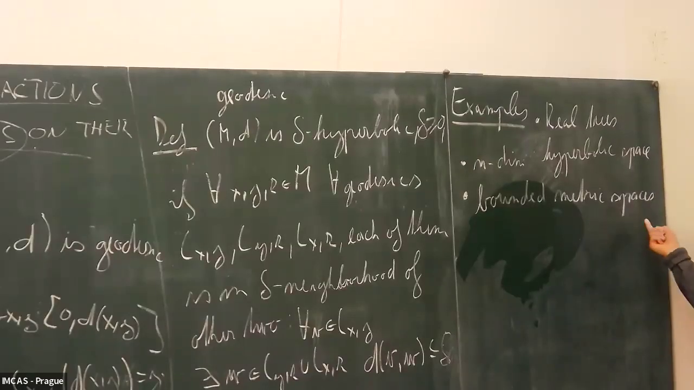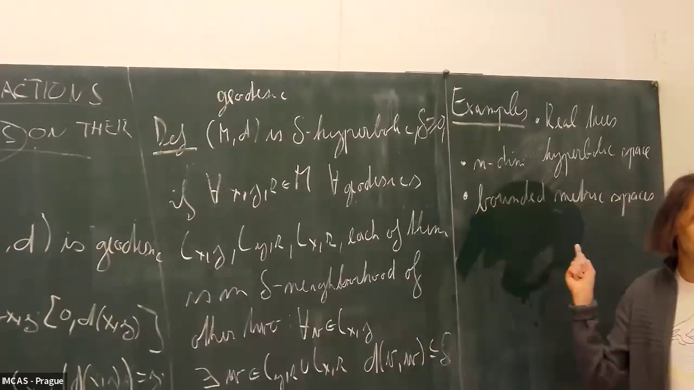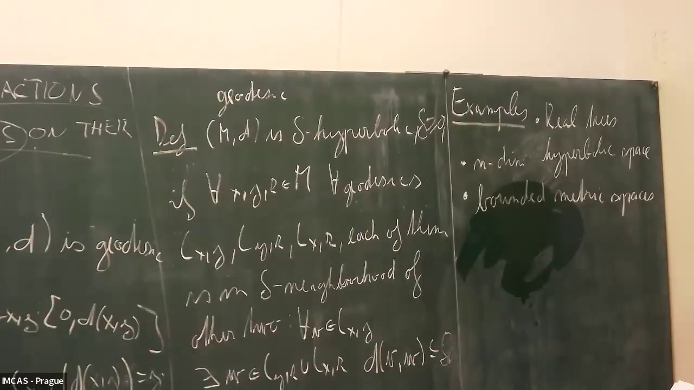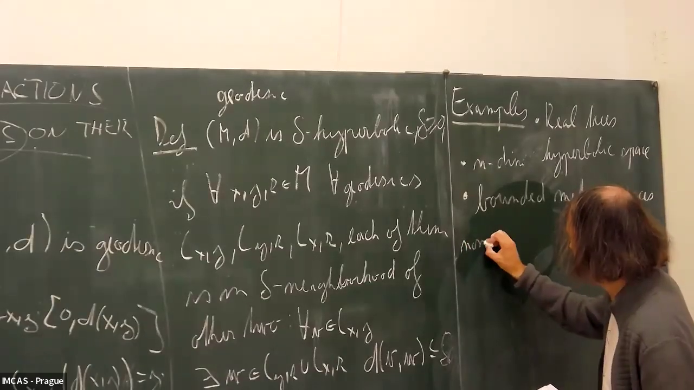Right, so every bounded metric space is delta hyperbolic for delta big enough. The delta is at least the diameter of the metric space. So this is why these are the non-interesting examples. For us, the interesting examples are those which are unbounded. And now some non-examples.